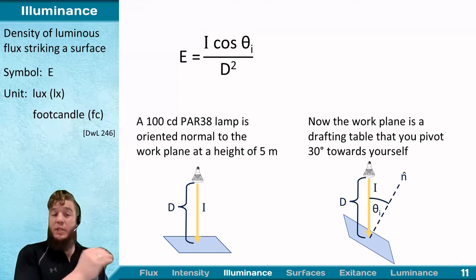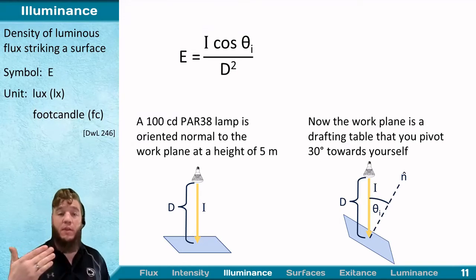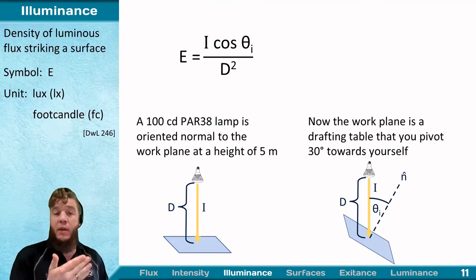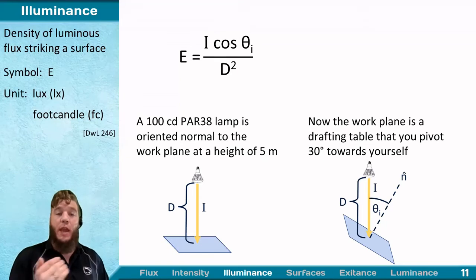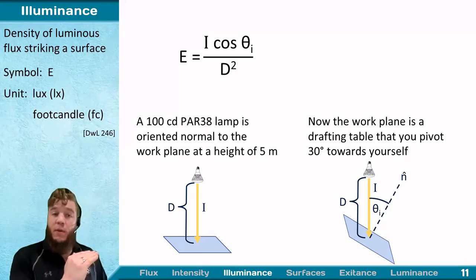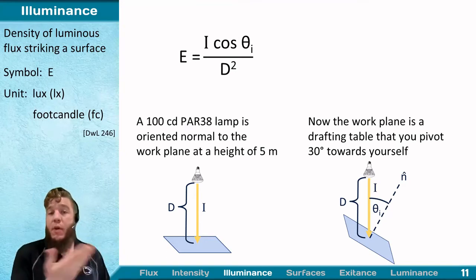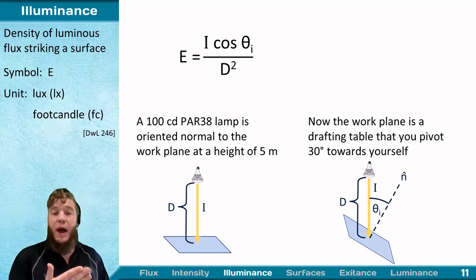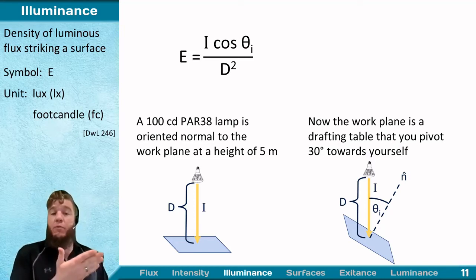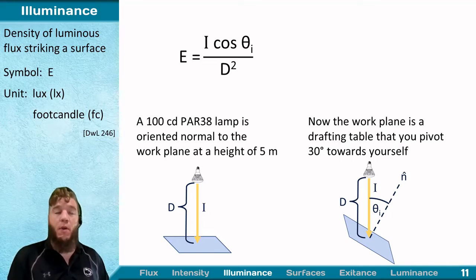So real quick, we can break this down. The first question here is pretty straightforward. Essentially, we just have 100 candela per lamp. So our intensity, I, is 100. And we have our distance of 5 meters. Because we're essentially falling along that normal vector already, cos theta is cos 0, and therefore is just equal to 1. So it cancels out. And so we have E equals I over D squared, or 100 over 25, which is simply 4 lux for the first problem.